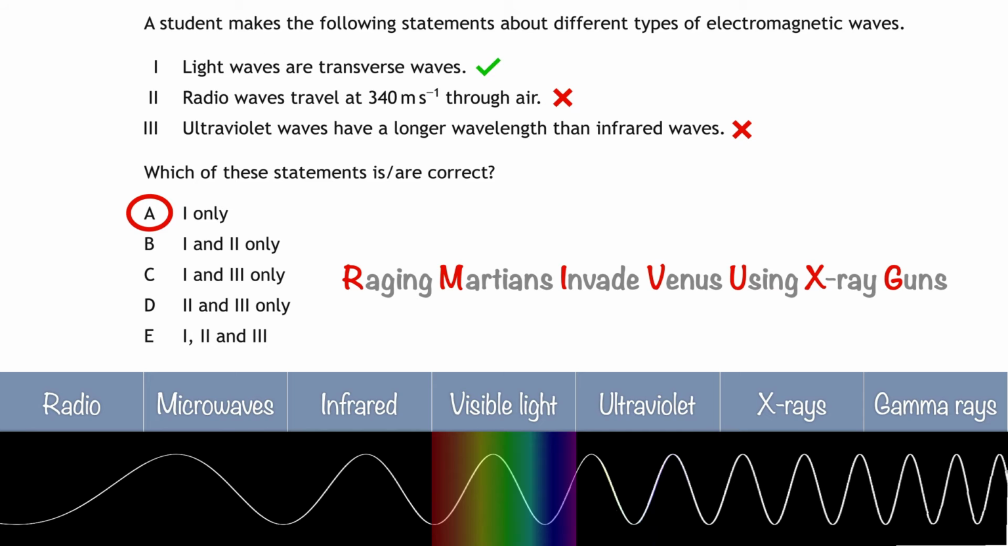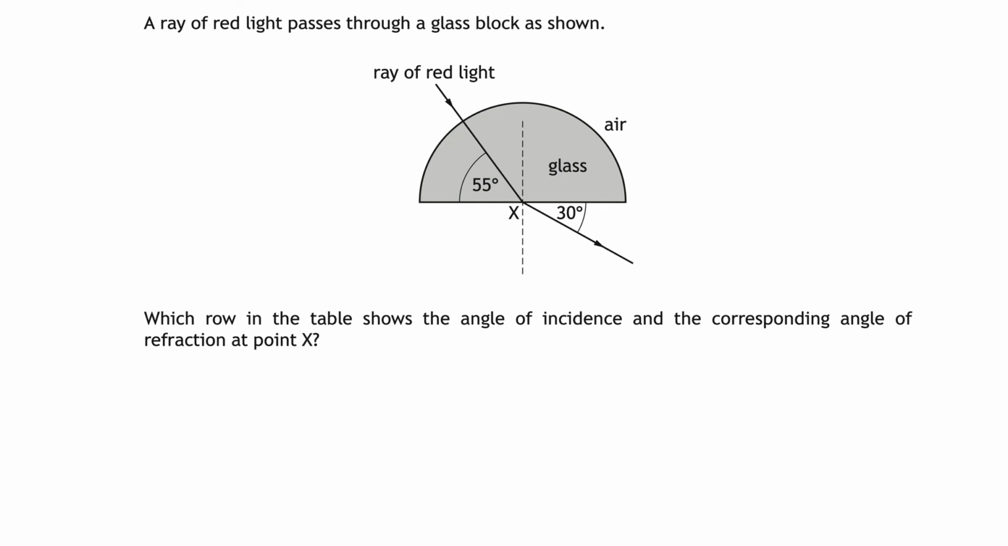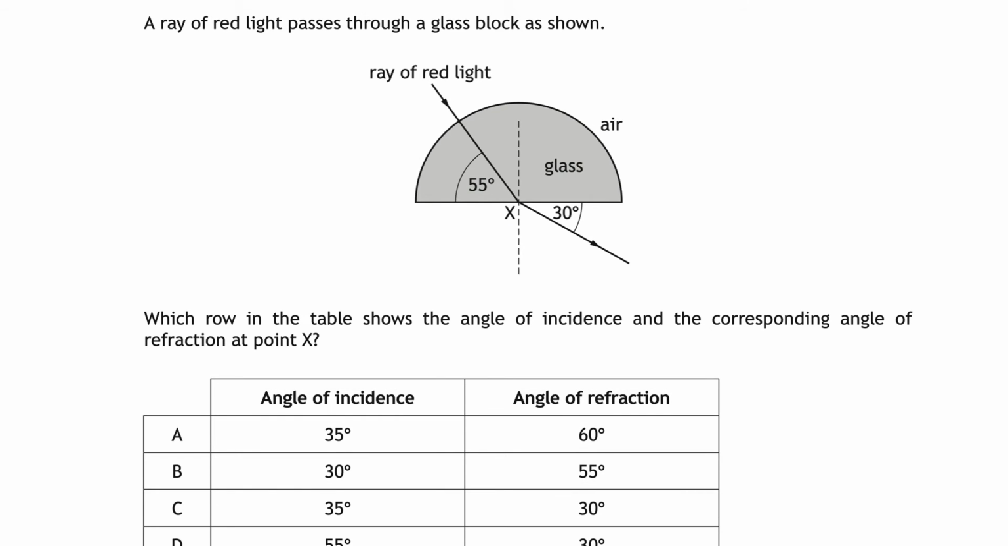Next question. A ray of red light passes through a glass block as shown. Which row in the table shows the angle of incidence and the corresponding angle of refraction at point X? And here's the table, which we'll move over beside the diagram.